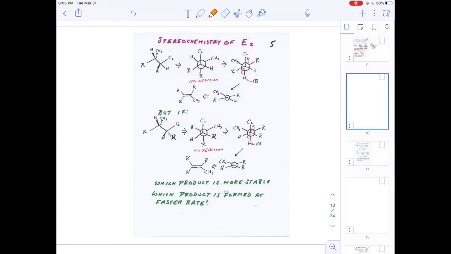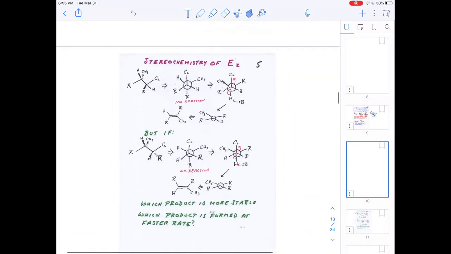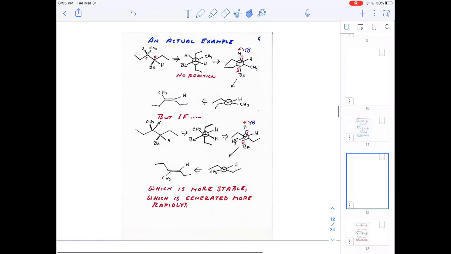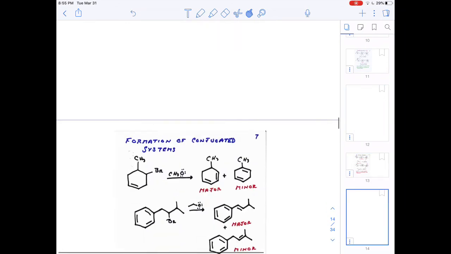Okay, so he says, which product is more stable when formed at a faster rate? I'm not sure which product he's referring to. I guess he means the E or the Z alkene. You have to ask him about this one because he didn't mention this in his notes earlier. And I know this slide is from an older lecture because it doesn't match the others. Okay, an actual example. Again, he's just getting through the same thing. I think that's literally the exact same slide.